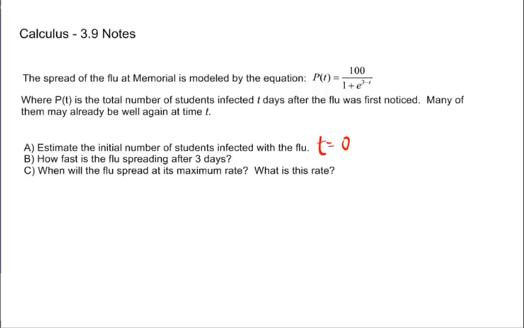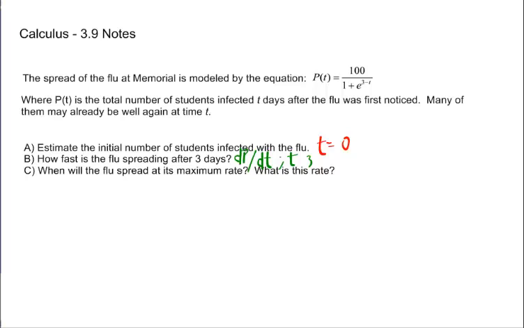After 3 days, how fast was the flu spreading? This is going to be dP/dt, because that's going to be our rate of change, when t is equal to 3 days. And that'll get us the next answer. And then to find when the flu is spreading at its maximum rate, we want to look for the maximum point on the graph, and we'll use our graphing calculators for that. So we'll check that out in just a second.